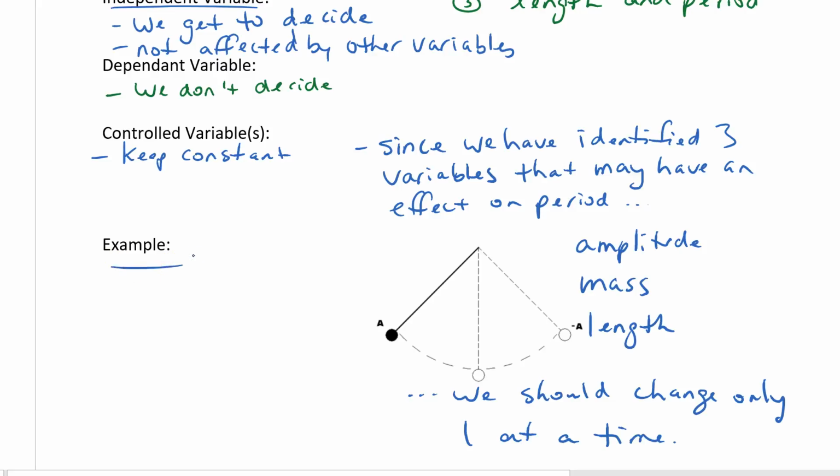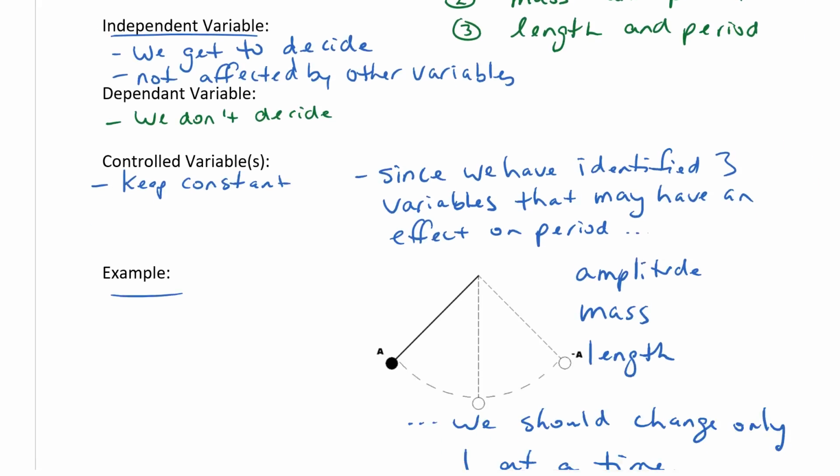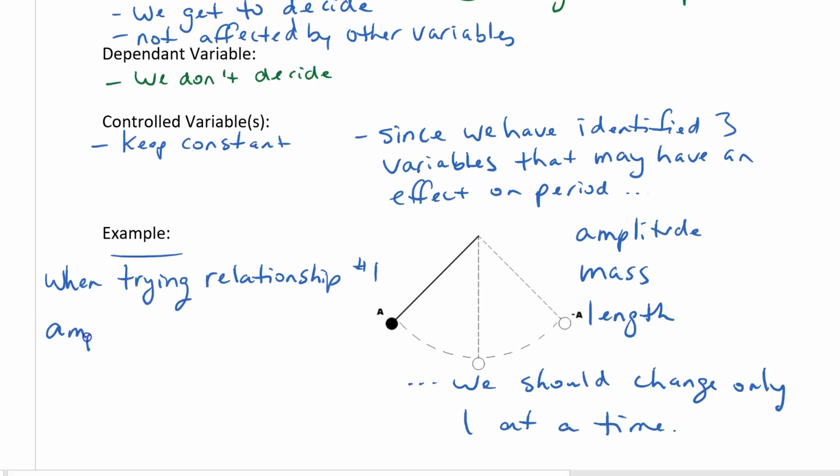Let me give you an example for the controlled variables. Let's say that we were doing this first one here, amplitude and period. Example: when trying relationship number 1, and that one is amplitude versus period, then keep, so what are the other things? Mass and length constant.